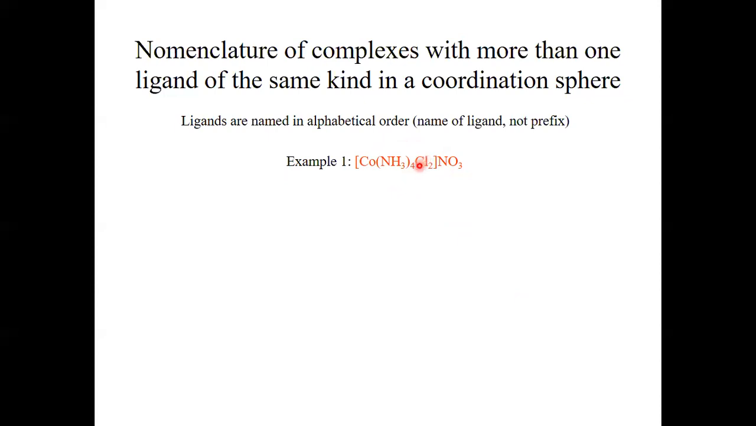So therefore, this would be a tetraamine dichloro cobalt. And in this case, the cobalt has the oxidation state +3 because the amine ligands are neutral. The chloro ligands have a 1- charge. And the complex cation has a 1+ charge because the nitrate anion has a 1- charge.